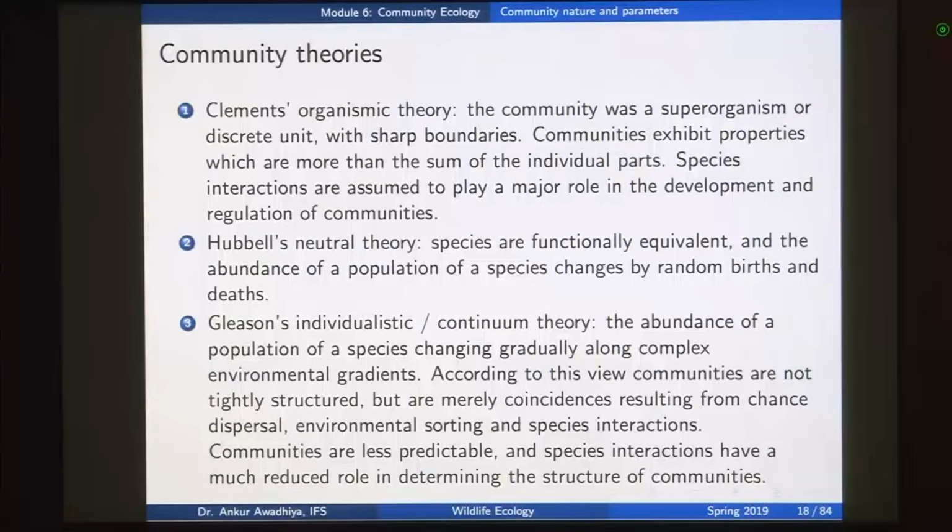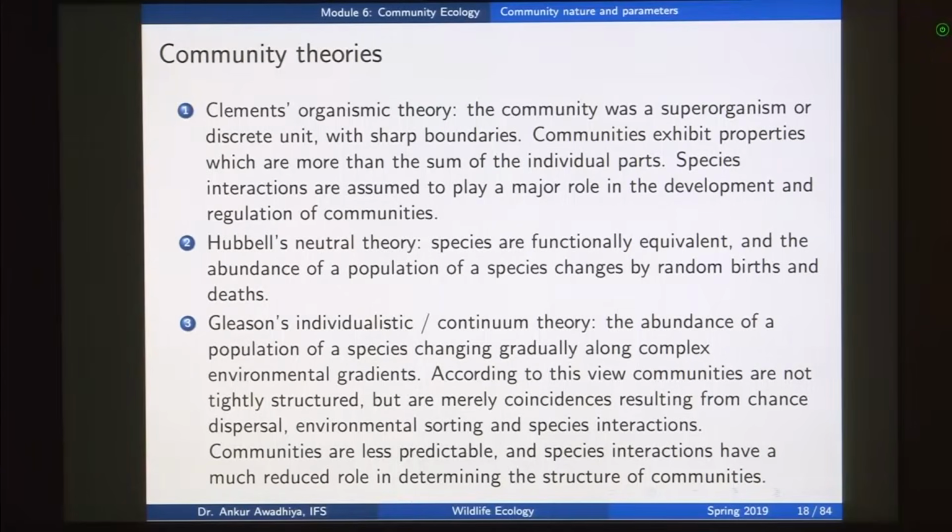On the other hand, we have Hubble's neutral theory, which says that the species are functionally equivalent and the abundance of a population of a species changes by random birth and death. So, in Hubble's view, the associations and the population sizes are governed by random values of births and deaths.